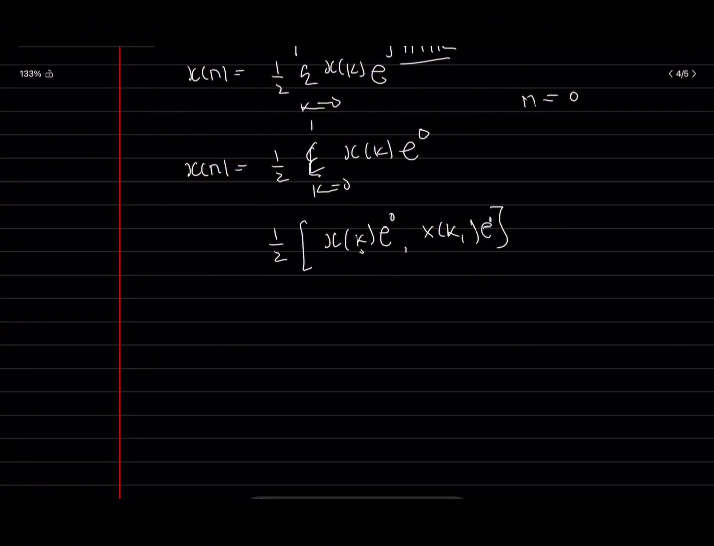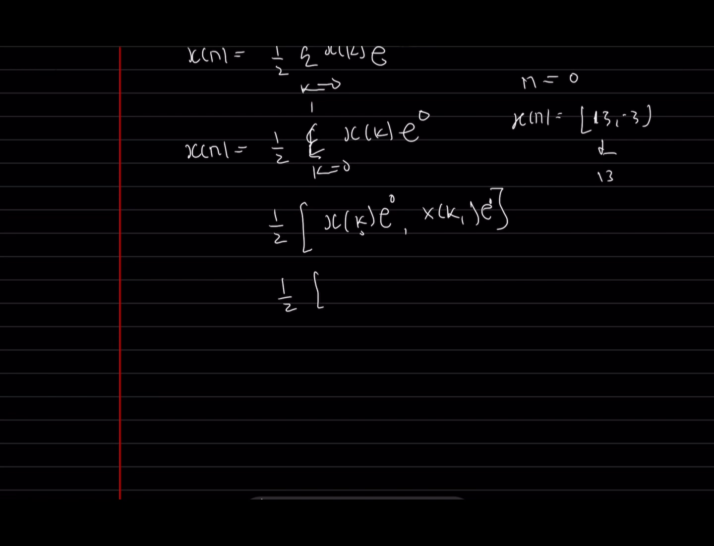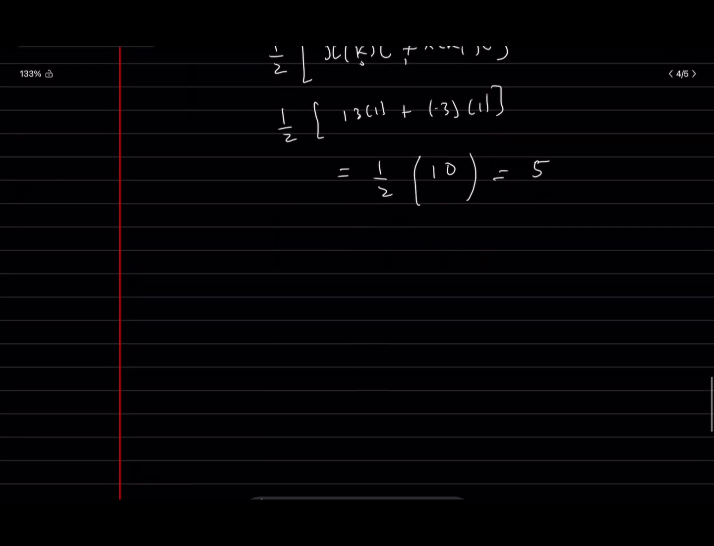So the exponent is 0, and exponent 0 is 1. From our X of k equal to 13 and -3, X of 0 is 13 and X of 1 is -3. Therefore we are going to get 1 over 2 multiplied by 13 times 1, plus X of 1, which is -3, multiplied by 1. So we get 1 over 2 multiplied by 13 minus 3, which is 10, and dividing by 2, we get 5.